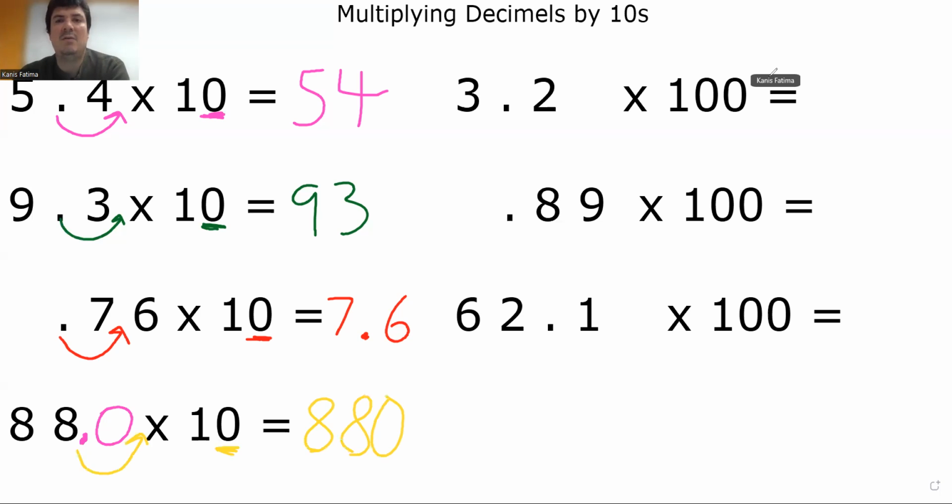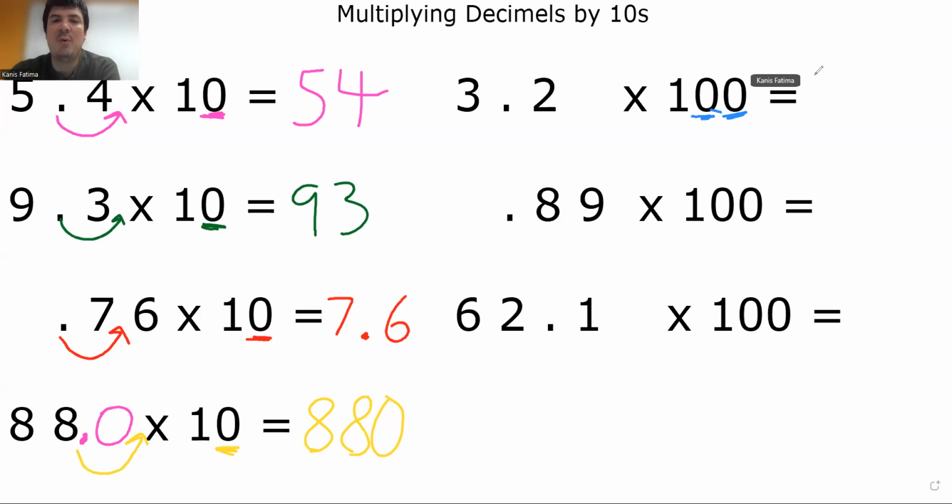Now, still multiplying by tens, the same rule applies. You're just counting how many zeros and you're moving the decimal that many places. So here we see 30.2 times 100. There are 2 zeros. So we need to move our decimal over 2 spots.